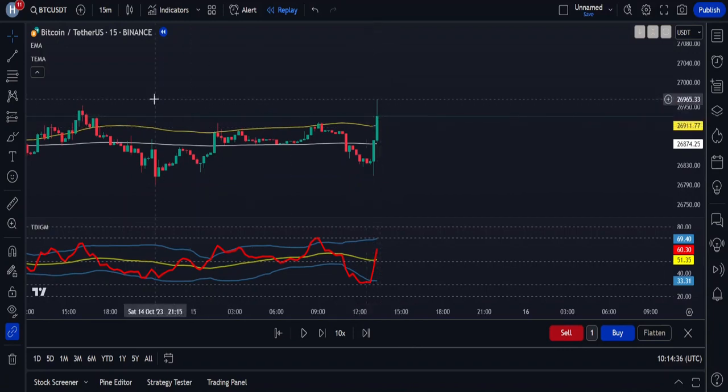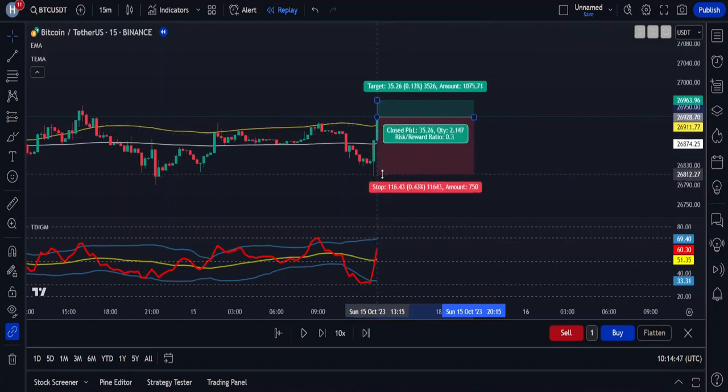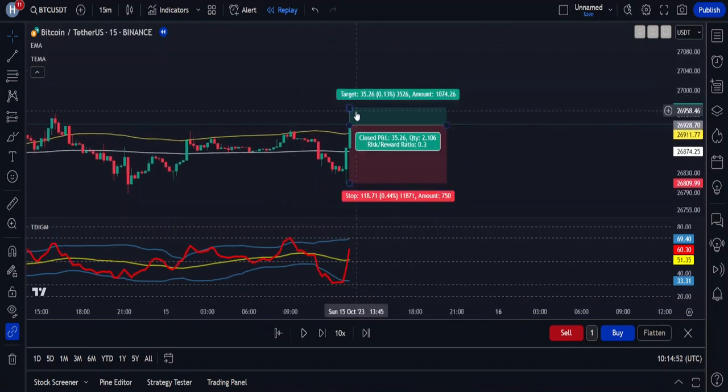So if all these conditions are fulfilled, we know the signal is valid and we can open a buy position here. So I'll open a buy position here. To manage our risk, we will be placing the stop loss at the recent swing low, which is a level where we expect the market to reverse if it continues to move against us.